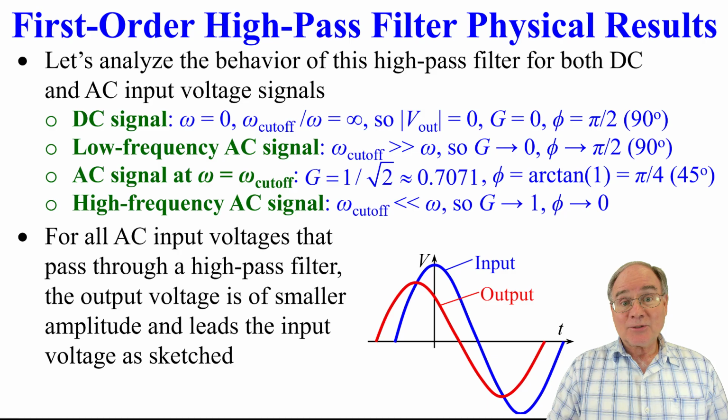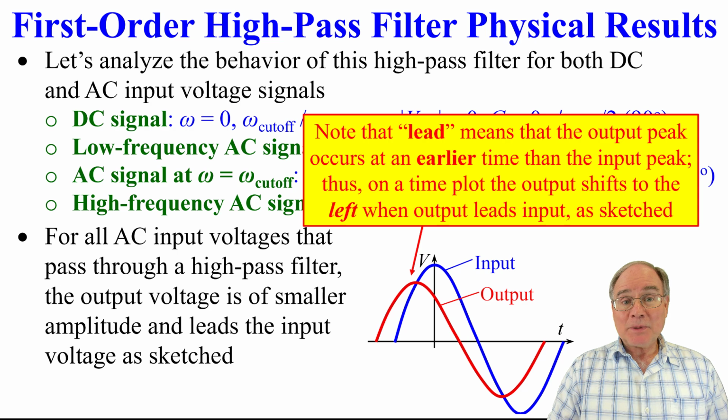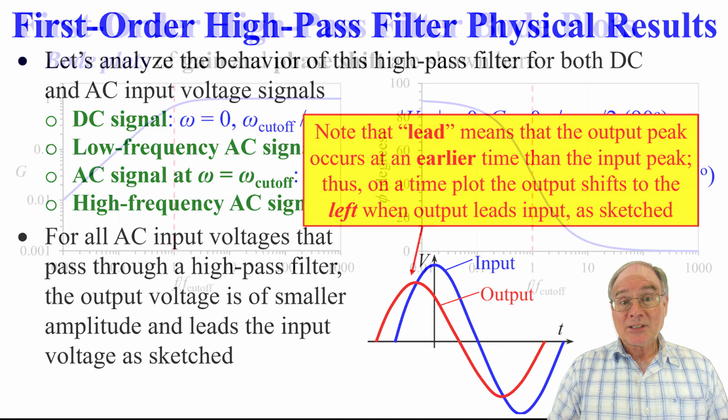Graphically, when an AC voltage passes through a high-pass filter, its output has a smaller magnitude, and the output voltage leads the input voltage. That means that the output peak occurs at an earlier time, and on a time plot like this, the output shifts to the left. This is opposite to that of a low-pass filter.